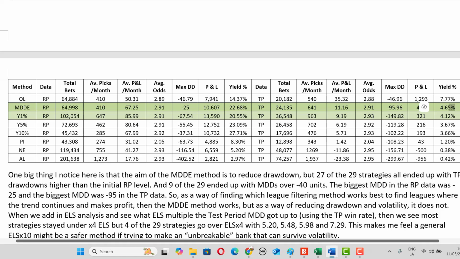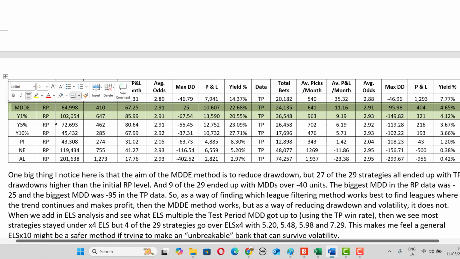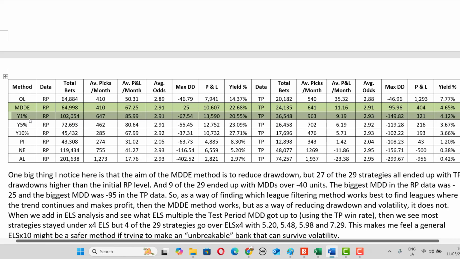and it managed to keep the highest level of yield, and it managed to make the most amount of profit, which is why I think this is the winner of what's the best way to research your strategies. If you can't be bothered to use that method, then you could just go for the simpler 1% yields method, but you're going to see an increase in the maximum drawdown there if you do that.